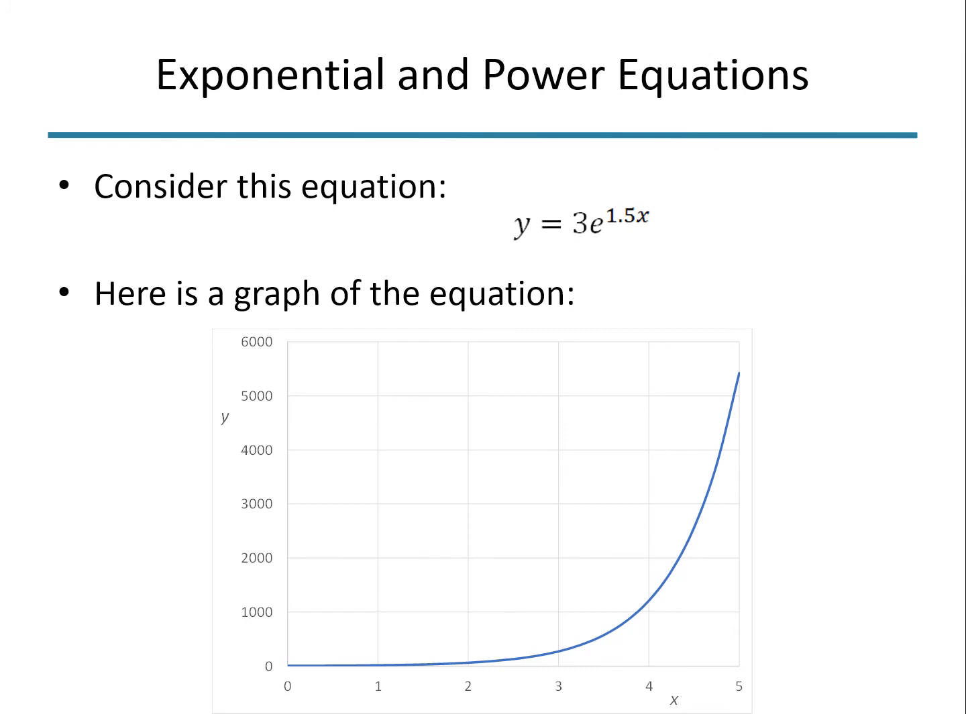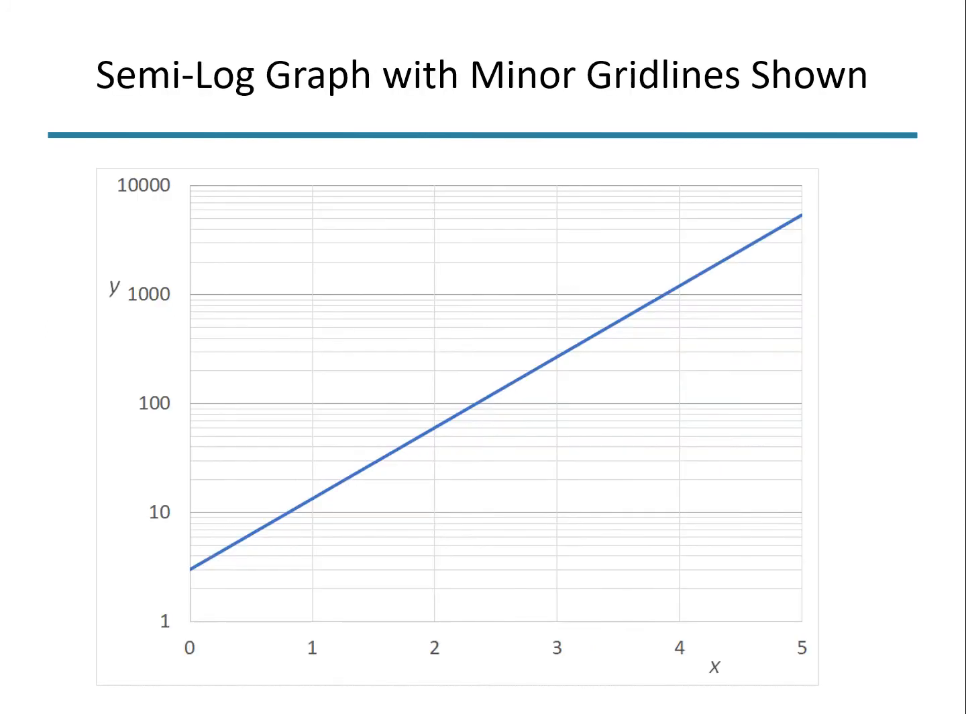And if we plot it a little further, you'll see it goes up at a very high rate. If we plot that as a semi-log graph, that is, the y-axis is logarithmic and the x-axis is still linear, you can see that this plots as a straight line.